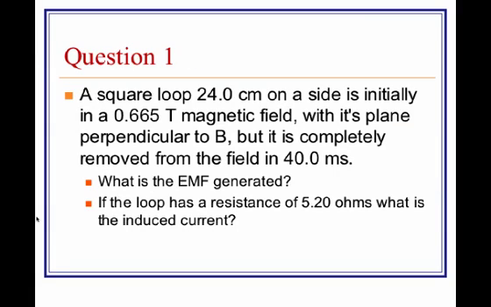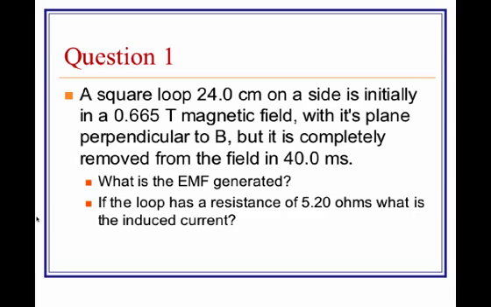All right, first question for tonight. A square loop of 24 centimeters on each side is initially completely in a 0.665 Tesla magnetic field, with its plane perpendicular to B, the magnetic field. But it is completely removed from the field in 40 milliseconds. So, first part, what is the EMF generated? Second part, if the loop has a resistance of 5.2 ohms, what is the induced current?